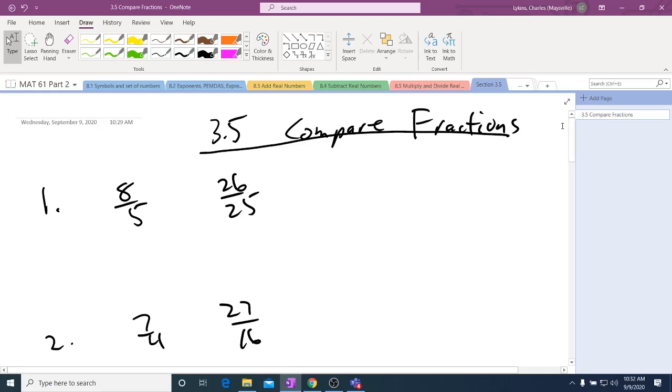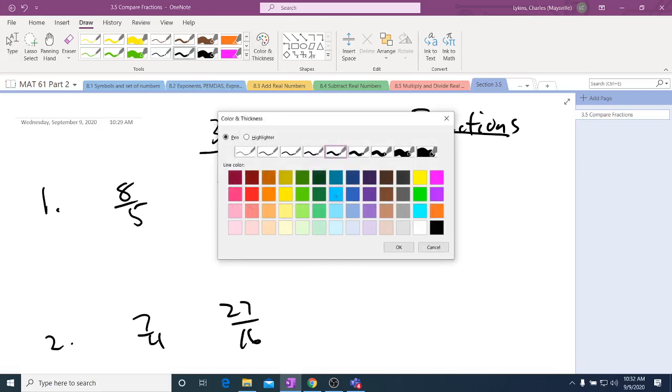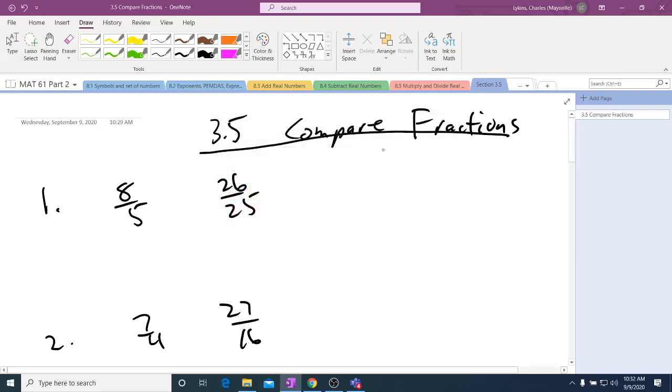Okay, welcome back to 3.5, which is comparing fractions. Now, one thing about comparing fractions is we need to understand if the fractions are greater than, less than, or equal to. So the first, I'm going to give us two examples about how to approach this. This is combining how we need to figure out what a common denominator is, sort of like what we did back with adding and subtracting fractions.